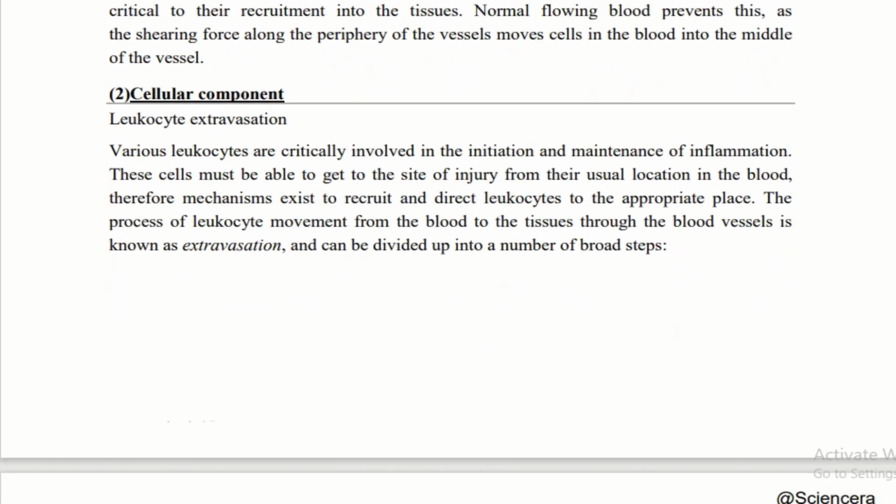Then we have cellular components. Number one is leukocyte extravasation. Various leukocytes are critically involved in initiation and maintenance of inflammation. These cells must be able to get to the site of injury from their usual location in the blood. Therefore, mechanisms exist to recruit and direct leukocytes to the appropriate place. The process of leukocyte movement from blood to the tissue through the blood vessels is known as extravasation and can be divided into a number of broad steps.